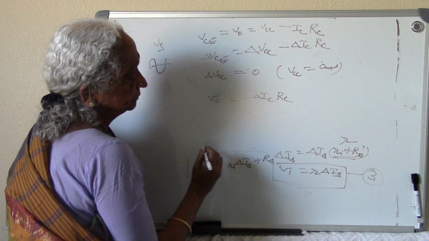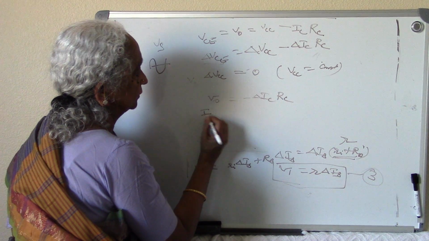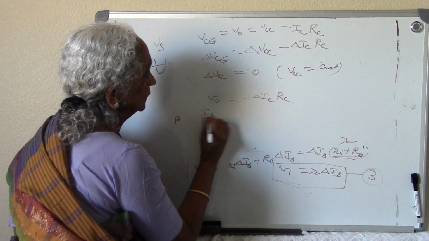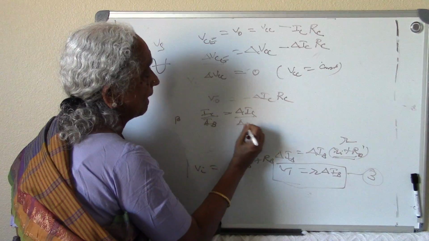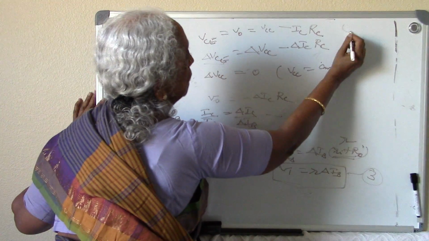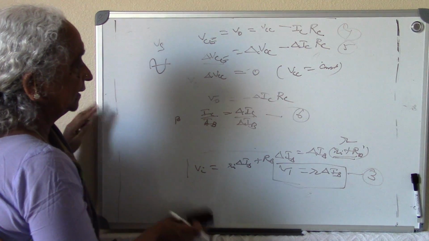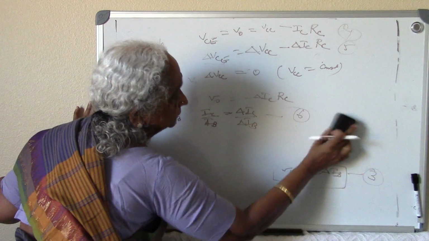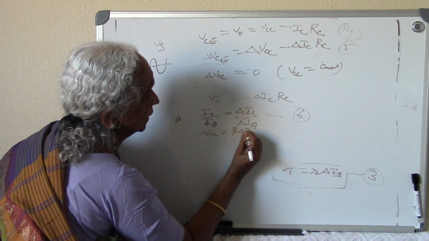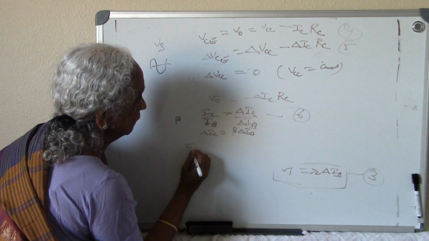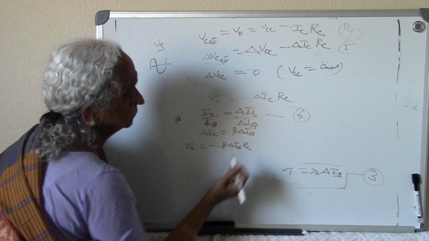Also from the characteristic curves we saw current gain beta equal to IC by IB, which is also equal to delta IC by delta IB. This is equation 4, this is 5 and this is equation 6. From 6, delta IC will be equal to beta times delta IB. Therefore, your VO will be equal to minus of beta times delta IB times RC.